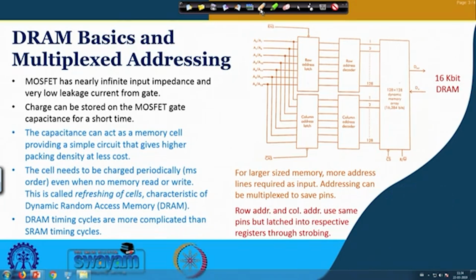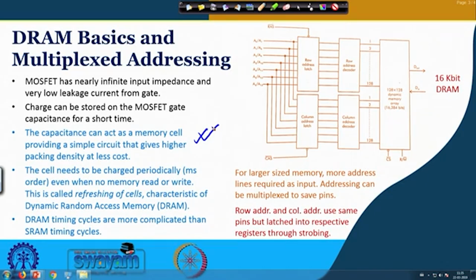So, this capacitance acts as a memory cell, and this provides us a simple circuit and a higher packing density. The number of parts required becomes less, and the cost per unit memory cell also becomes much smaller. So, this is the strength of this approach.